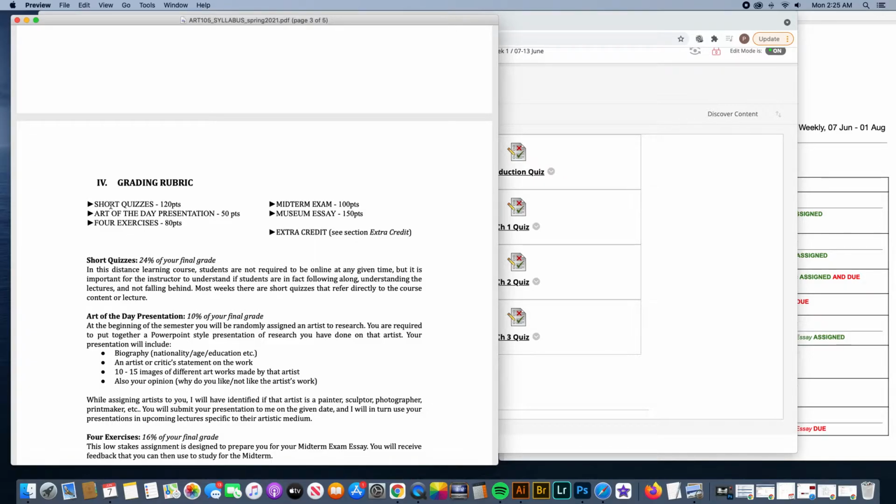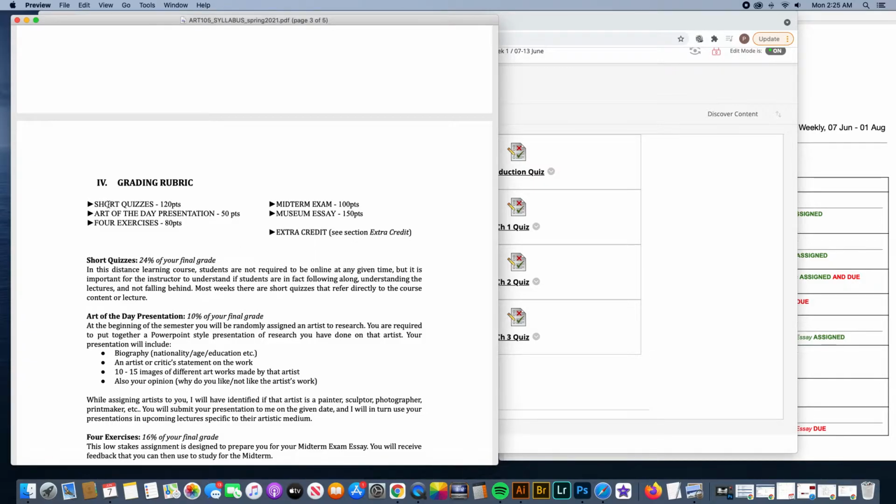You'll be taking short quizzes. Now you're not going to take them every week, but you'll take them most weeks. I think there are 2 weeks, the 3rd and the 4th, where there aren't any quizzes that you have to do. But then you're going to have to put together a PowerPoint style presentation, and then you're going to do these exercises that I'm going to come up with, and they're going to help you study for the midterm exam. And then you have 1 paper to write, and then you'll have extra credit should you choose to do any.